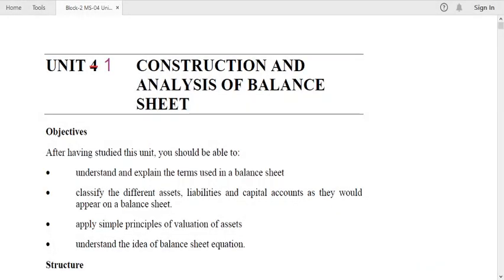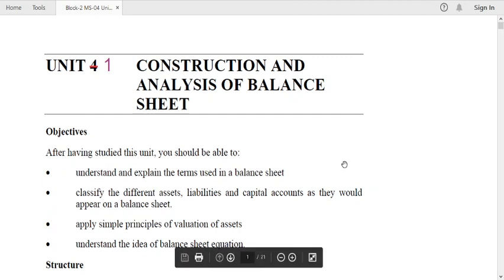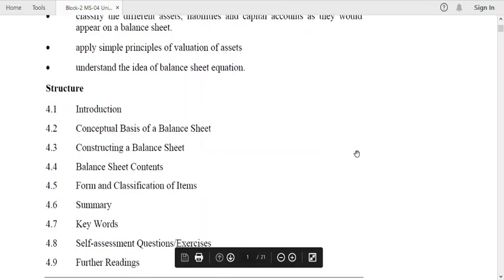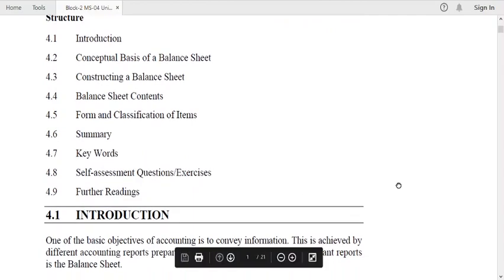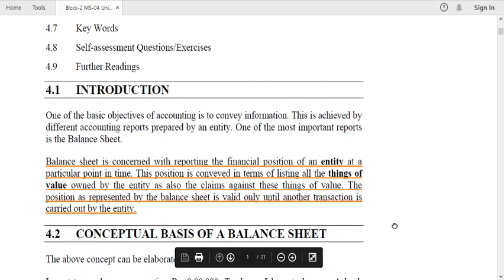This is unit number 1, Construction and Analysis of Balance Sheet. In this unit, we will be studying the following topics: conceptual basis of a balance sheet, constructing a balance sheet, contents, form and classification of items. Let us begin the unit.